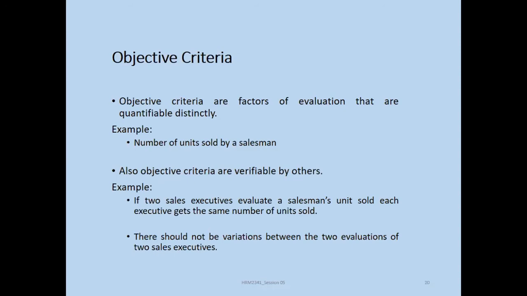The objective criteria are factors of evaluation that are quantifiable distinctly. Simple example, number of units sold by the salesman. That is quantifiable. During the last month, how many units were sold by the salesman? Exactly, we can quantify.